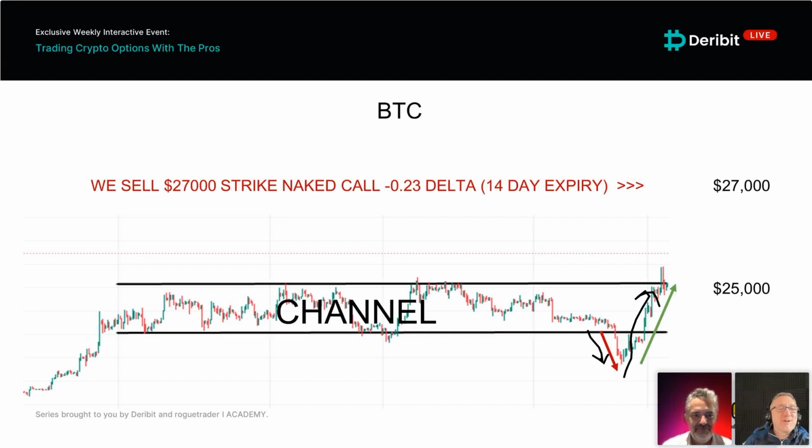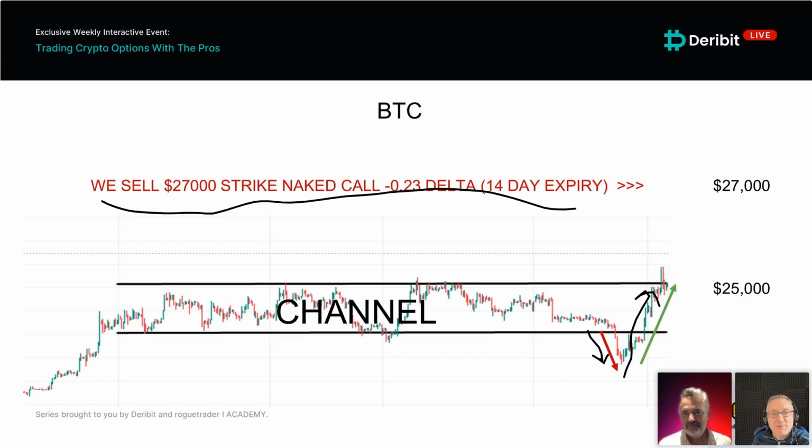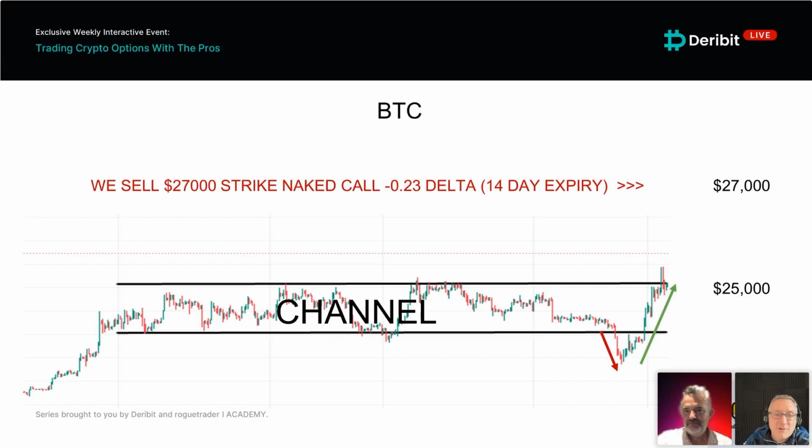So we decide to sell a 27,000 strike naked call. In our fictional example, this expires in 14 days. Now, I'm not saying every time this happens you should sell a 14-day. This is just for demonstration purposes. And I feel pretty good about this trade because I think the chances are this thing is going to stay back in the channel, right? So we sell the call. We're feeling pretty good about ourselves. Let me clear this off and go to the next slide.